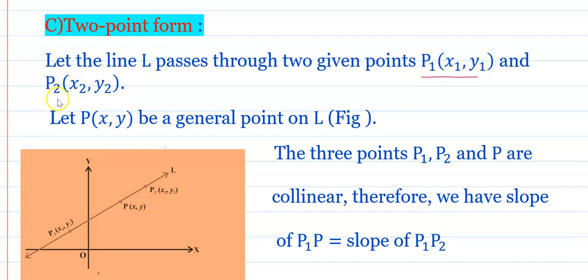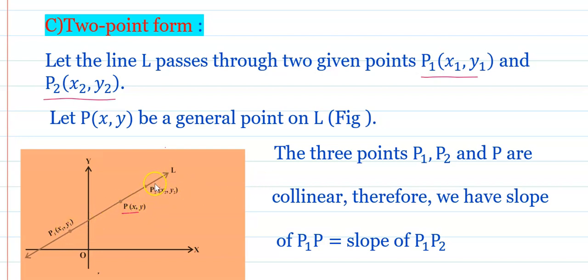Second point is P2, X2, Y2. Okay. Now see this figure. This is the line L. P1 and P2, these are the 2 points. Okay. Let P(x, y) be a general point. This is the general point on that line L.